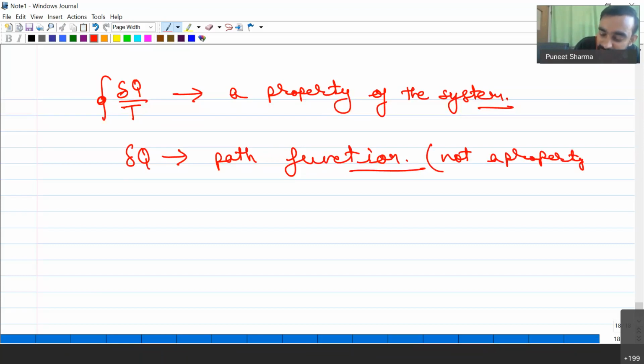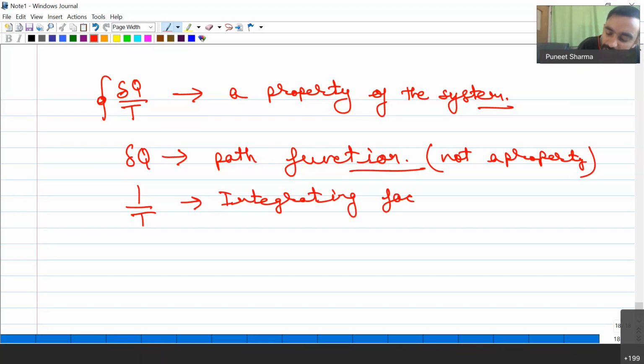However, if I use this 1 by T integrating factor with it, so when I am using 1 by T integrating factor or 1 by T multiplier with this del Q term, it is making my differential nothing but an exact differential. We know that this delta Q is a path function and it is nothing but an inexact differential.